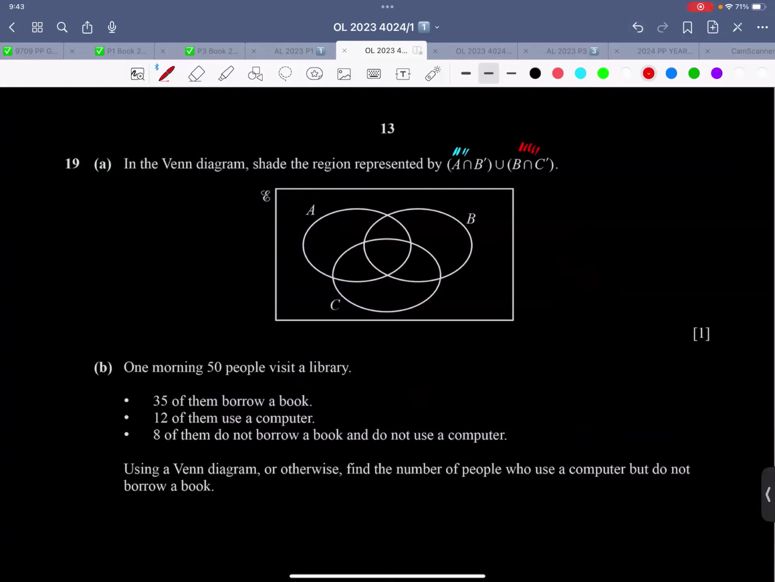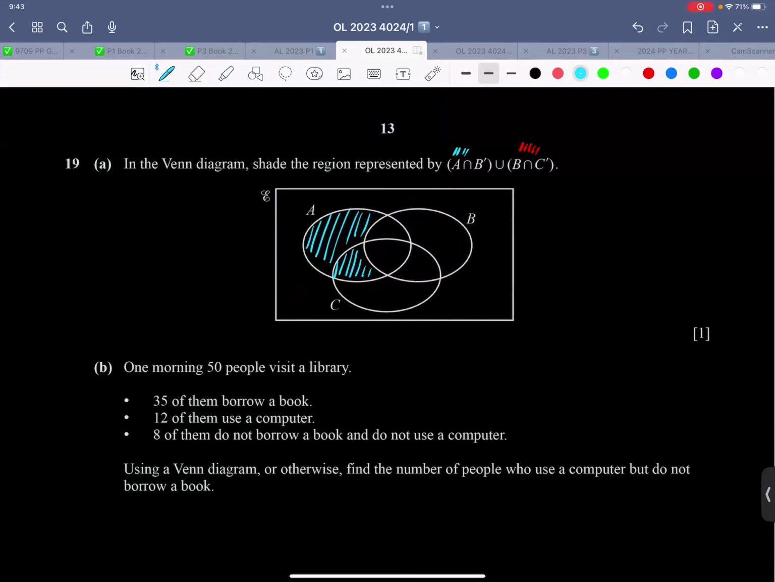A intersection B complement. Now, first of all, this whole thing is B. So B complement is this, this, this, and this. But we are intersecting with A. So that is these two. So these two need to be shaded in blue. So therefore, this is shaded in blue. So this thing is done.